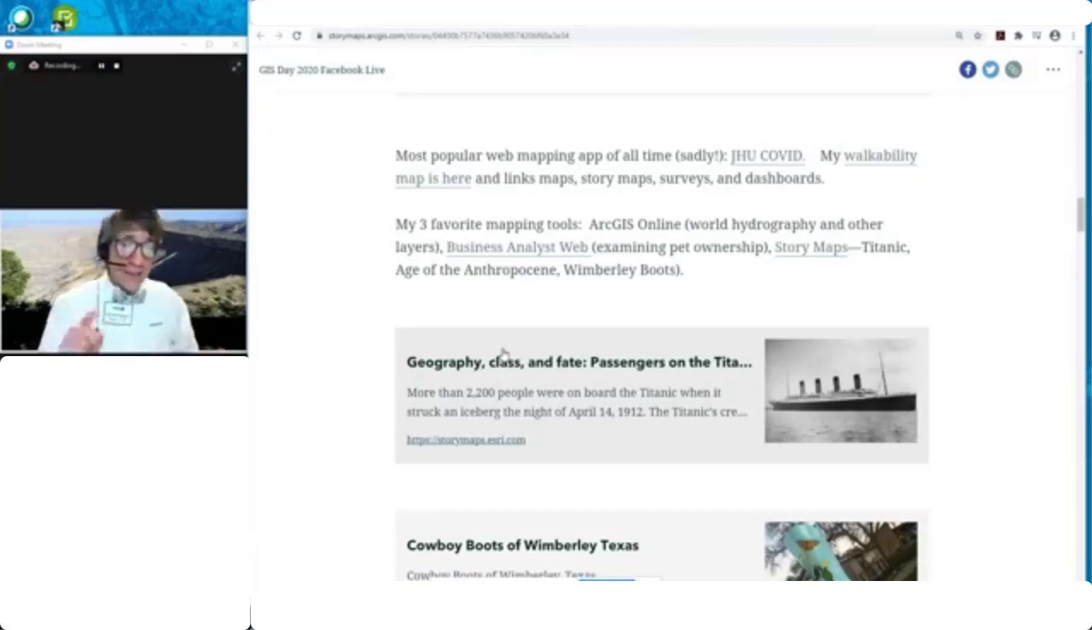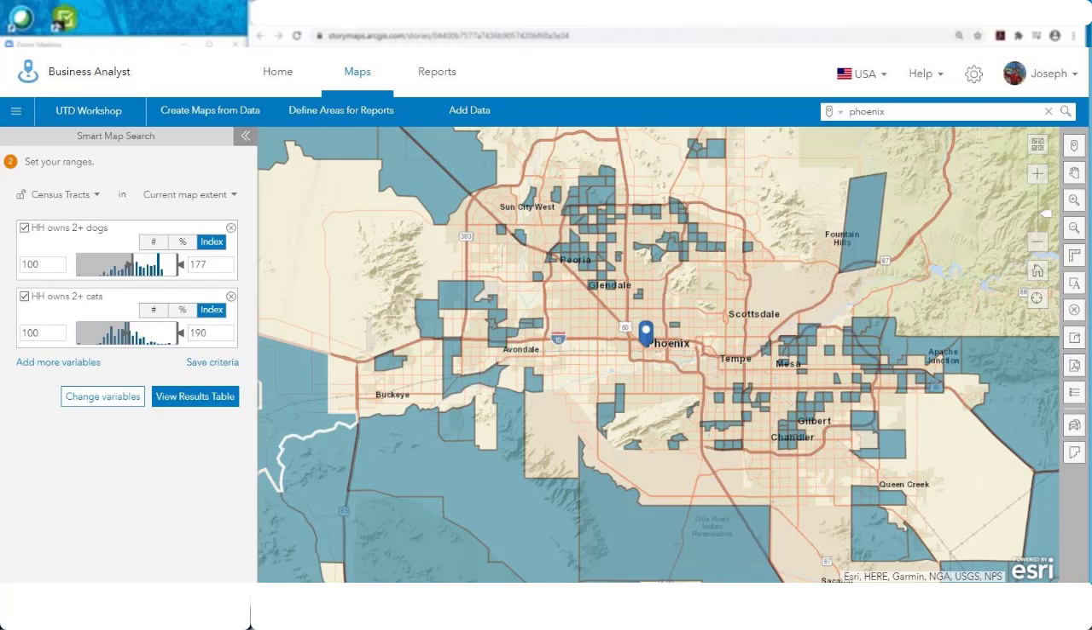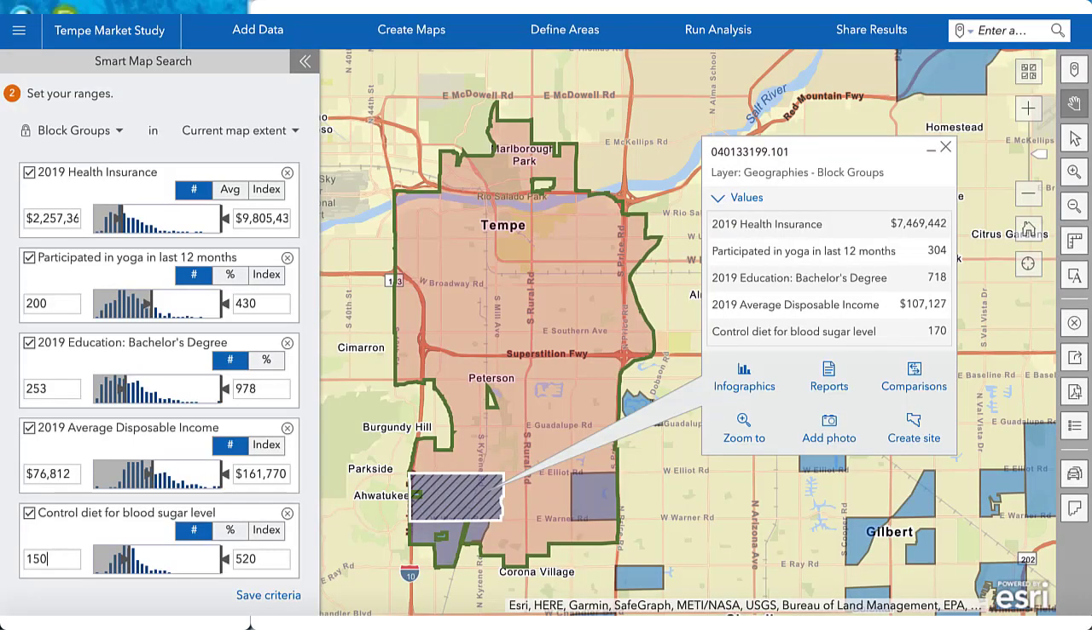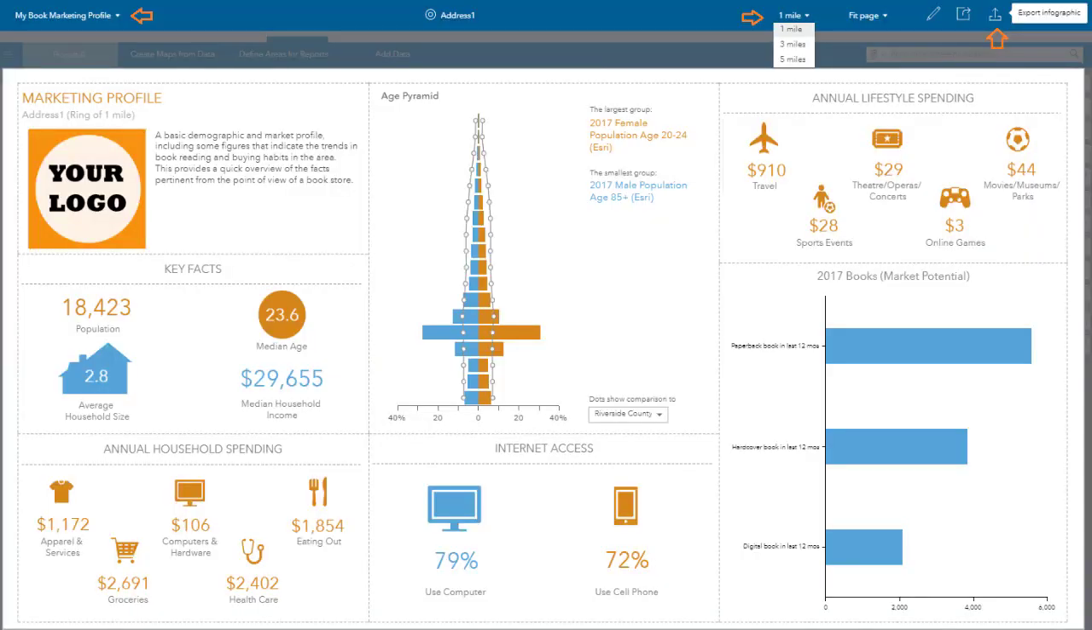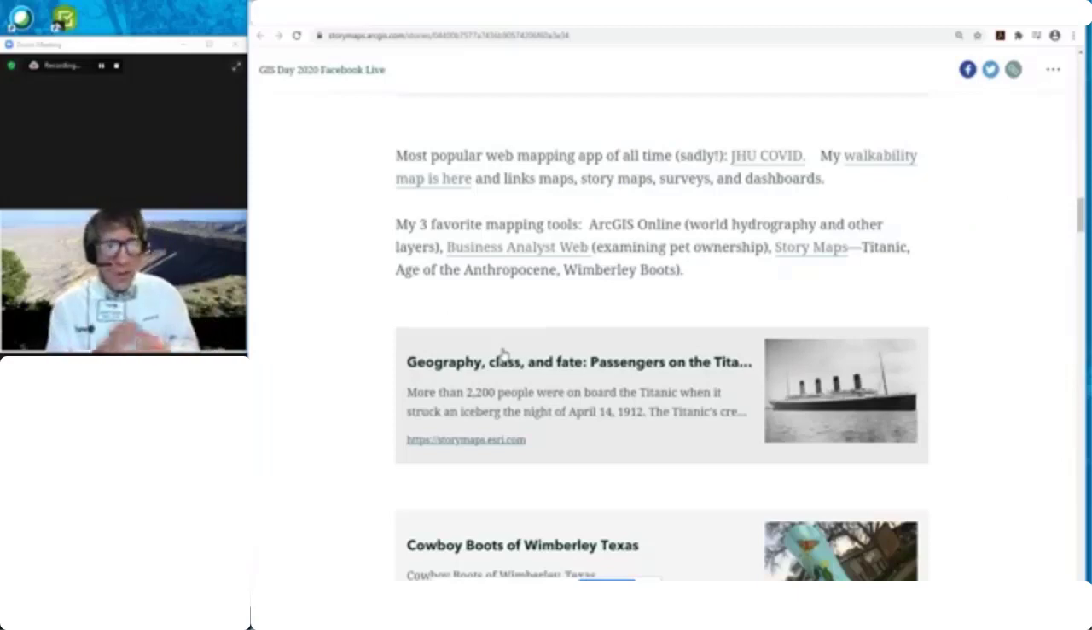Also Business Analyst Web. You've got data in there with consumer preferences. Who buys diet iced tea? Who buys lottery tickets? Who commutes to work by bicycle? Who goes to the symphony, etc.? All of that stuff is in there. It's part of the package, and it's all running in the cloud, nothing to install. You can create maps, infographics, reports, drive times, walk times, all kinds of things inside Business Analyst Web. So I do love that.